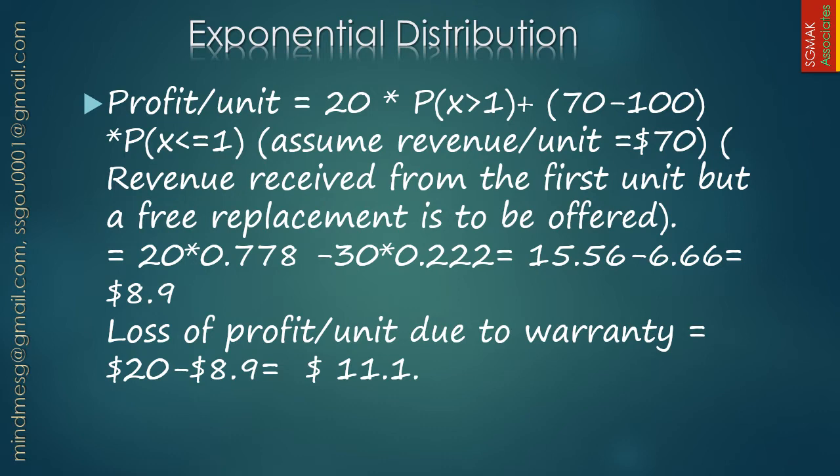So with that, you can compute the expected loss, and it comes out to be $8.90. So how much do we lose because of warranty? If nothing fails within the warranty period, then every unit gives you $20 profit. But because of warranty, we lose $8.90, so the expected profit drops down to $11.10.